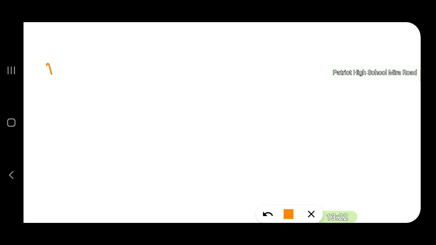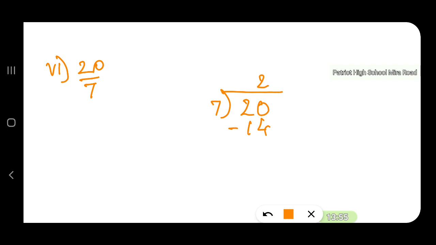The sixth sum, it is 20 upon 7. Normal division method, we have 7 the divisor, 20 is the dividend, and we are going to see which number we can multiply with and subtract. So 7 2s are 14, 7 3s are 21, we cannot go for 3. So we will go for 2, 7 2s are 14. Subtracting 14 from 20 we have 6. Now the remainder is 6.